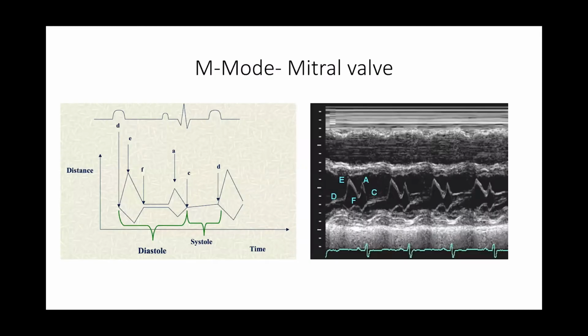So let's talk about how we do the echocardiographic assessment. First off, M-Mode. I really like M-Mode, and I think we underuse M-Mode. This is the M-Mode of the mitral valve. This is the normal thing. So this is a normal valve.